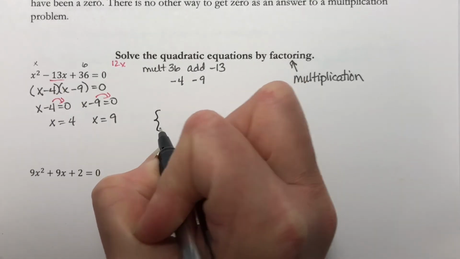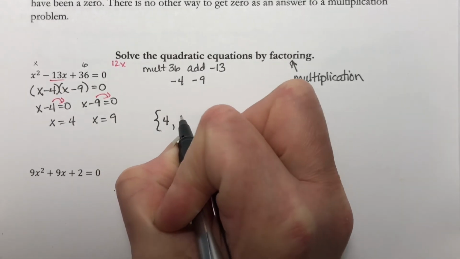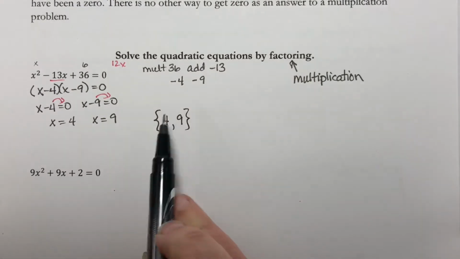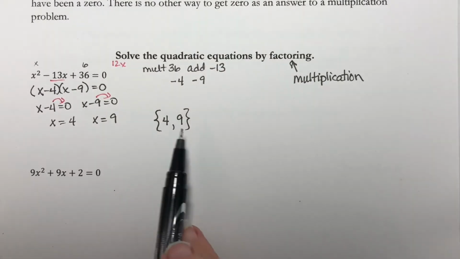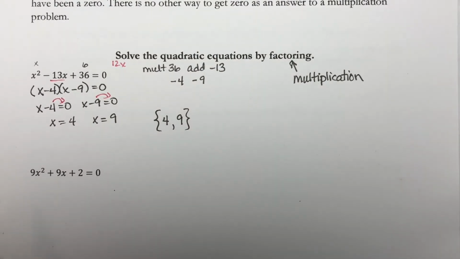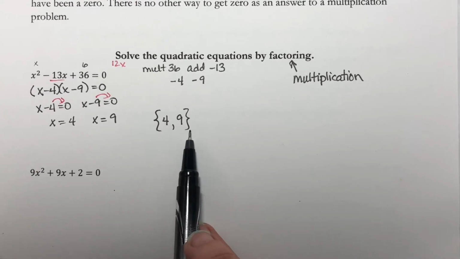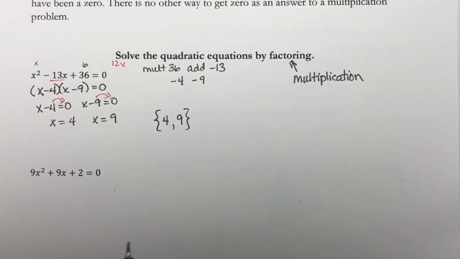And when you have more than one answer, you really should write it as a set, which means it goes inside braces and you list every possible answer. It does not matter what order you put these numbers in, but since so many of our things do matter, I just generally put them in order so I don't have to try to keep things straight.